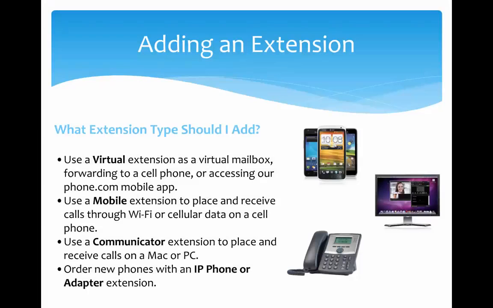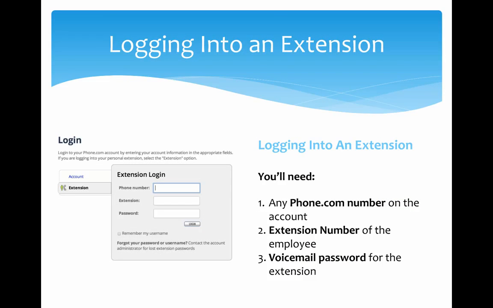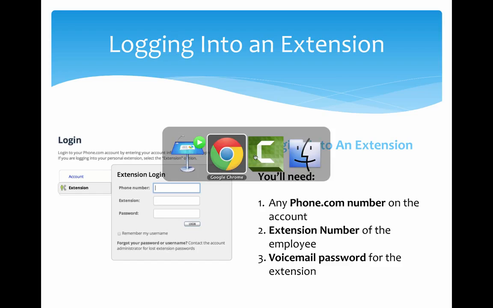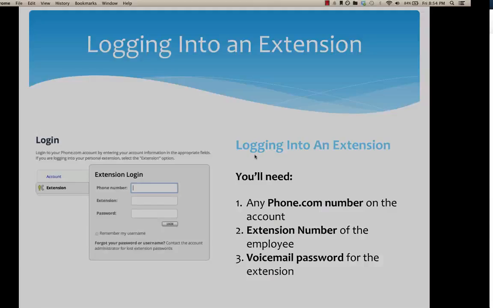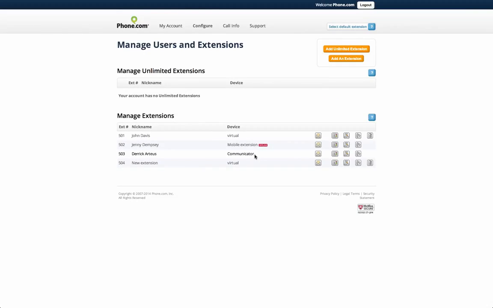Okay, so moving on. Now that we have our extension added, the next step is to actually get logged into the extension for the employee. So this is super simple. You need 3 pieces of information to give your employee. The first is any Phone.com number on your account. Doesn't matter which one, just choose one. The second is the extension number of the employee. And the third is the voicemail password for the extension. Let me show you now how to get those 3 pieces of information, and we'll actually log into an extension so you can see what it looks like.